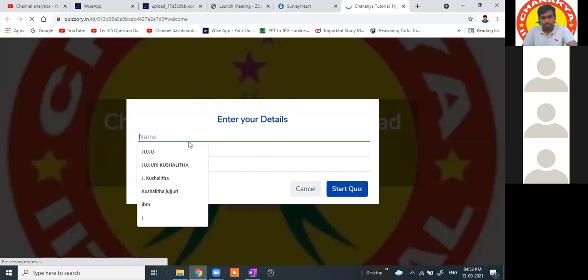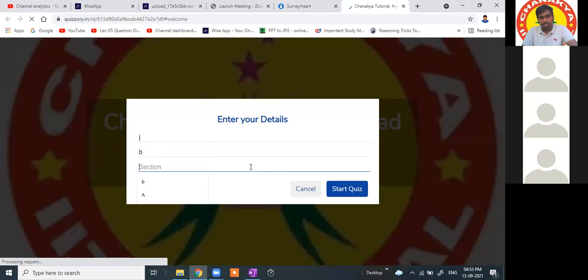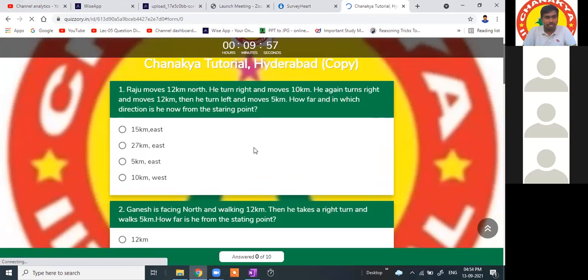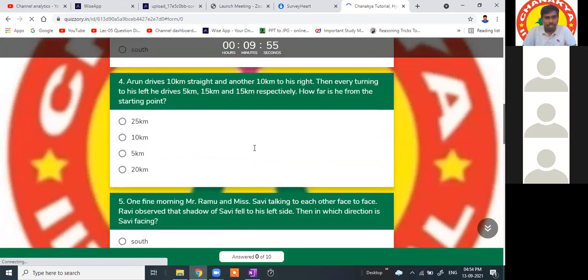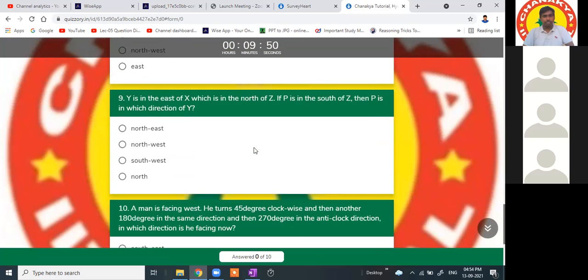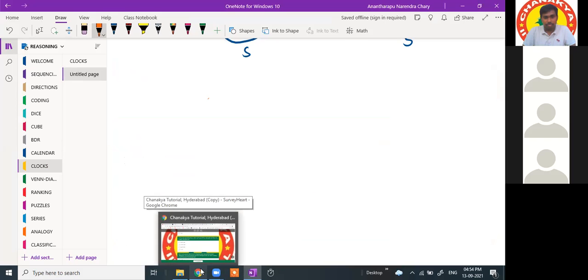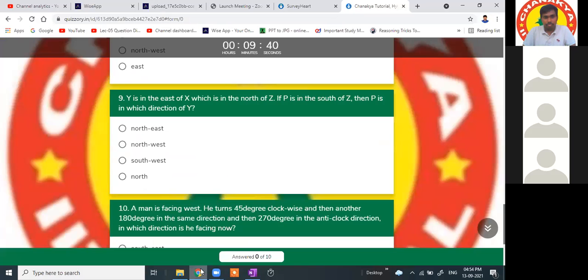Sir, it is Arun drives 10 kilometers straight and another 10 kilometers to his right. So that question, sir. Okay. Where is that XY question? There is a 9th one, sir. Yes, sir. Read the question, anyone. Y is in the east of X, which is in the north of.